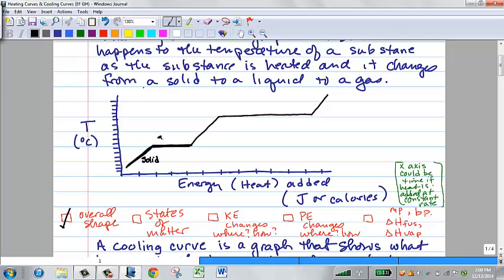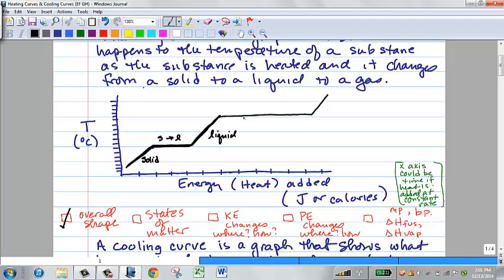The solid will be changing into a liquid, and after all of the solid has changed into liquid, the temperature will rise again. But that can only happen after all of the melting is done. When all of the melting is done, there's no solid left, there's only liquid, and then the temperature will rise again for a while.